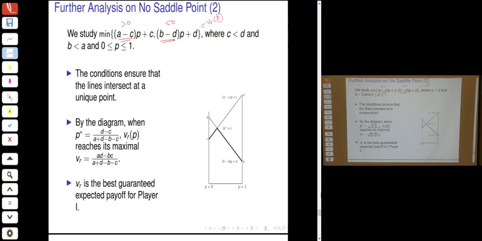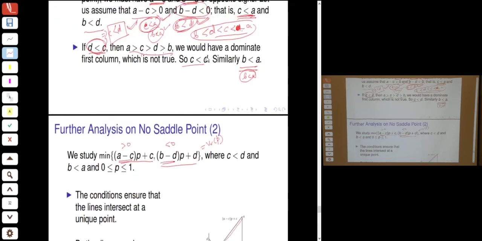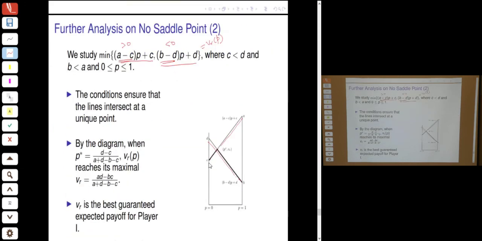So basically this means that if you just consider this expression as a function of P, it is just a straight line with positive slope. It is increasing with P. If you consider this function as a function of P, this is a straight line but with a negative slope, so it is decreasing in P, and P is varying between 0 and 1. Okay? And notice that by these inequalities C less than D and B less than A, we have ensured that the increasing curve starts below the decreasing curve and the decreasing curve ends below the increasing curve.